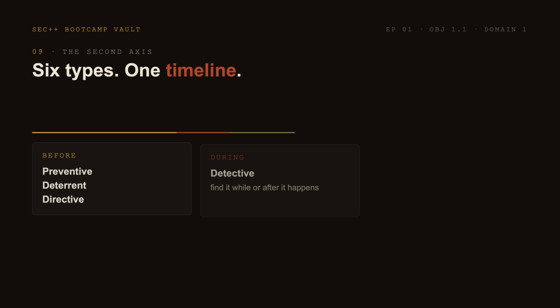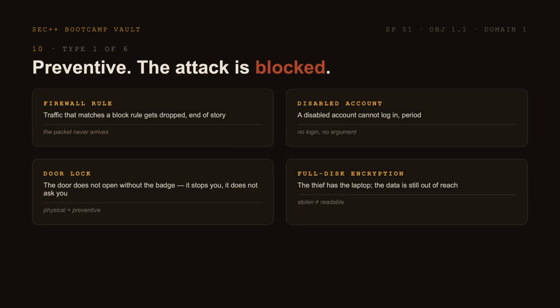Type 1. Preventive controls stop the attack from working. Not discourage it, stop it. A firewall rule drops the packet. A disabled account cannot log in no matter what. A locked door stays locked without a badge. Full disk encryption means a stolen laptop is just a useless brick. The key word here is blocked. The attacker can try all they want, and the control shuts them down. Hold on to that word, because in a couple of slides we put preventive up against deterrent, and blocking versus discouraging is the whole difference.